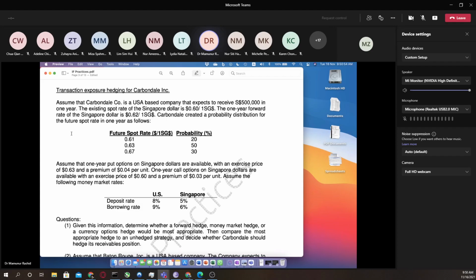So we'll take a break now. Let's say 20 minutes. We'll come back after 20 minutes, around 10:10 or 10:15. Let's say until 10:15. We'll start again with the transaction exposure.